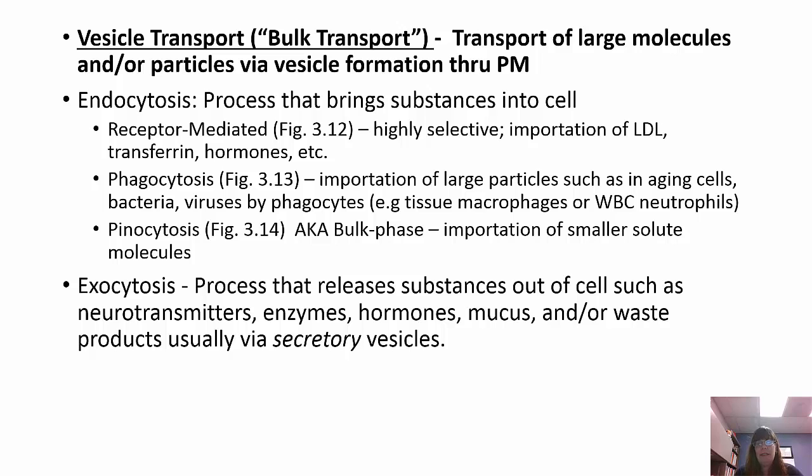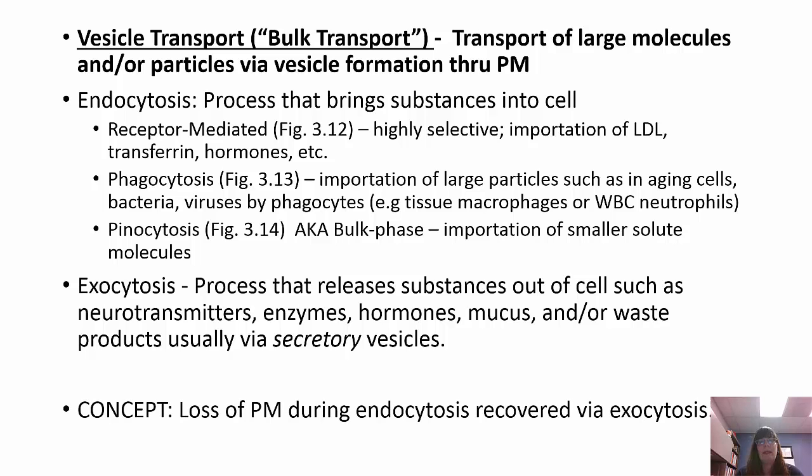Exocytosis is the reverse of this. So whatever substance we want to get out of the cell, we surround it with a vesicle. It goes to the plasma membrane, fuses with the plasma membrane, and the contents are let out into the extracellular fluid. So the loss of the plasma membrane during endocytosis is recovered through exocytosis. So the part of the plasma membrane that surrounds the molecules coming into the cell is replaced when you put things out of the cell.